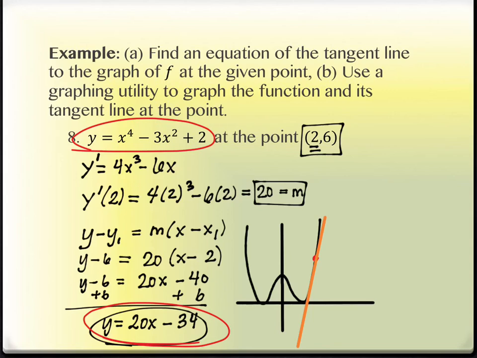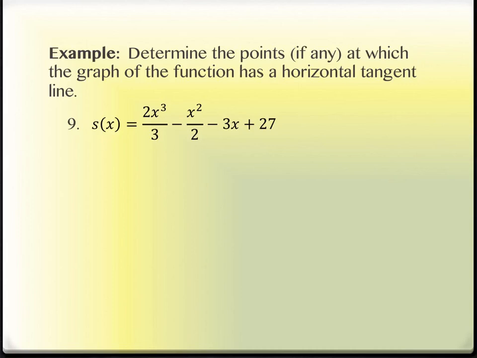All right, one last one, same directions, well, similar anyway. Actually, that's not similar at all. I totally just lied. I should probably just read things before I start talking. Determine the points, if any, where the graph has a horizontal tangent line. So to start with, it's talking about tangent lines, so we're talking about derivatives. So we're going to take a derivative.